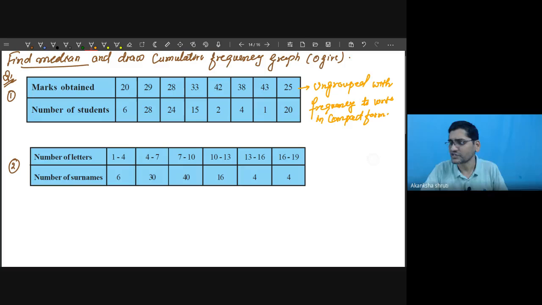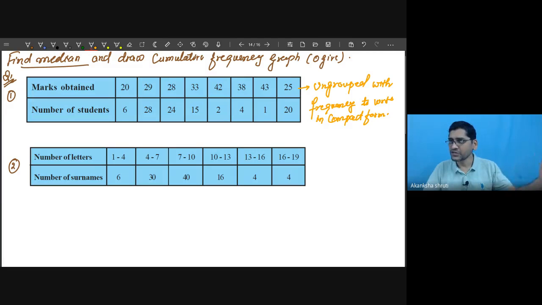Otherwise, you can write 20, 20, 20, 26 times, 29, 29, 29 up to 28 times, then 28, 28, 28 24 times, then 33, 33, 33 15 times, and so on.